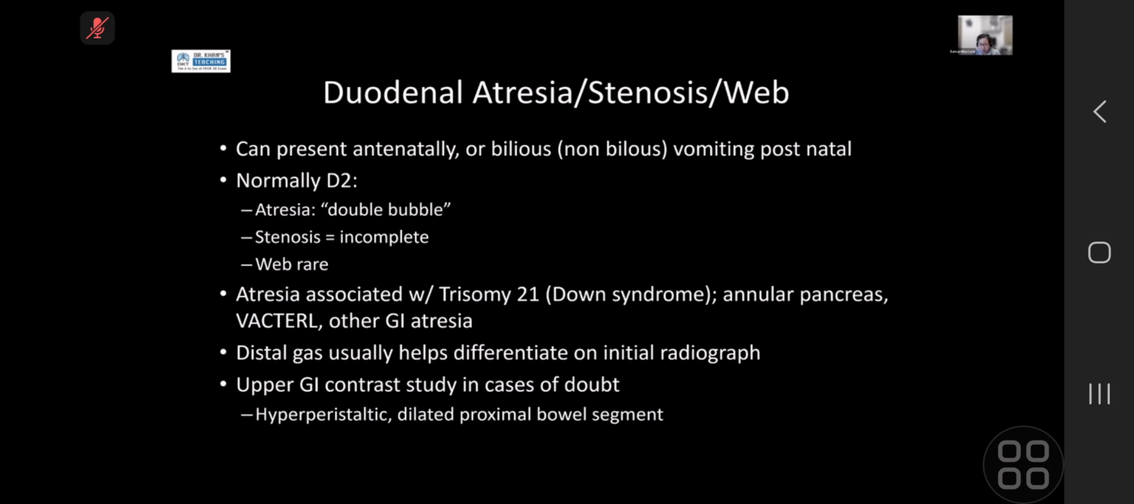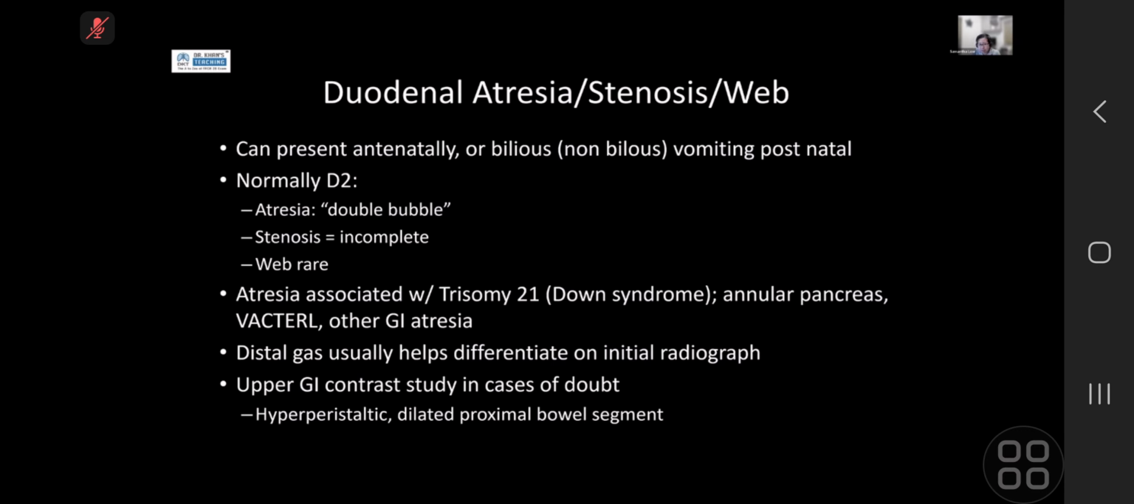But it's easier for us because it's whether there is distal bowel gas present. And of course, with stenosis, you can get hyperperistaltic bowel seen on fluoro prior to the obstruction, and distally it takes some time for contrast to go through, and you can see bowel gas distally. Duodenal webs are rare, but we do see them from time to time.